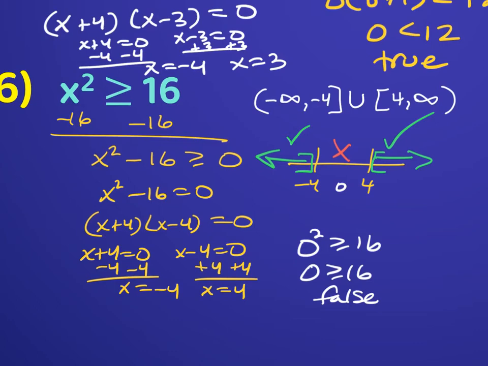It's only false because of the equal to part of it, right? Because, no, 0 is not equal to 16, but it is less than 16. Yeah, but it's greater than. So they're both false. 0 is not great. Okay. Good?